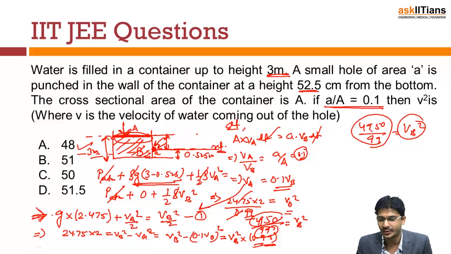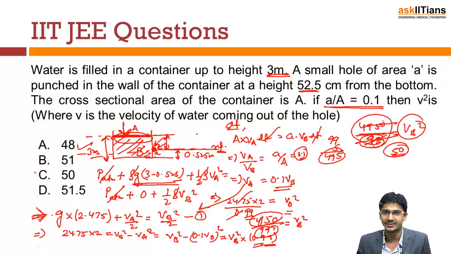So 4950 by 99, we can see it's greater than 48, but it's less than 51. You can see it from here, it's very evident. 99 times 5, it's 495. So it's actually getting cancelled out. It's 50. 5 times 99, 5 times is 495. So it's 50. So if you look at the options, we have the correct answer here. So the correct answer is 50.